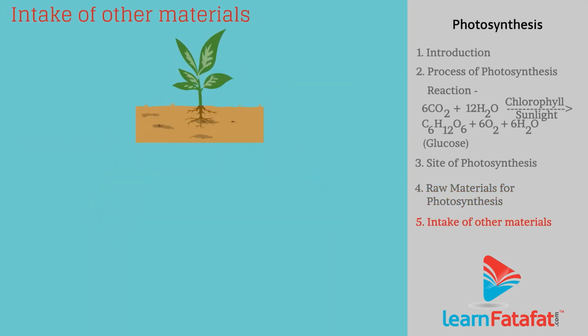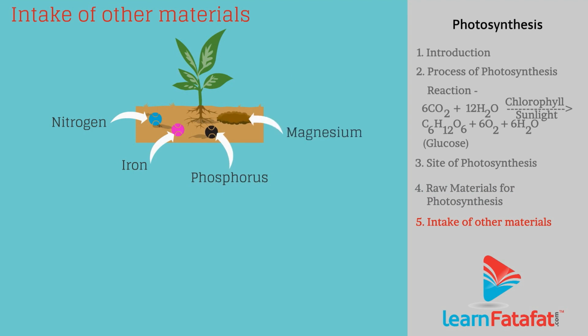Intake of other materials. With carbon dioxide and water, plants also need body building and regulating nutrients such as nitrogen, iron, phosphorus, magnesium, etc. These are obtained from the soil. Nitrogen, which is useful to synthesize proteins, is taken up in organic or inorganic form.